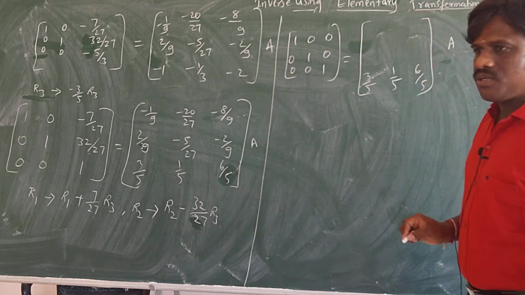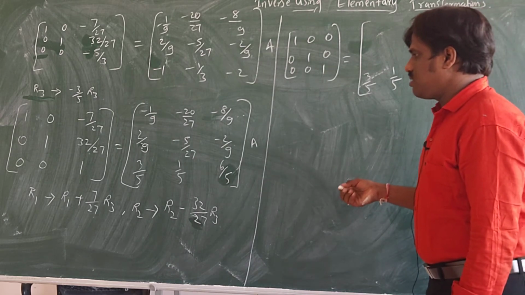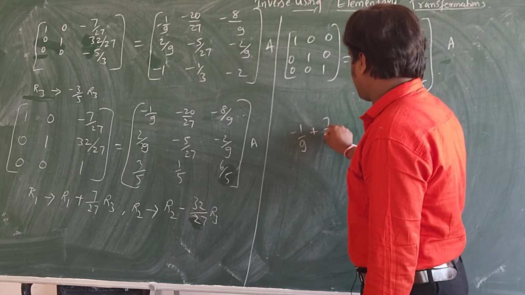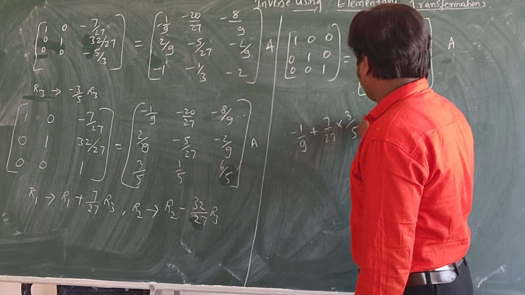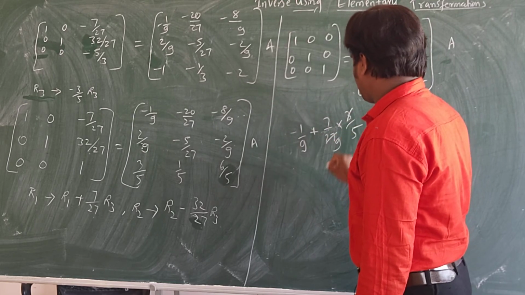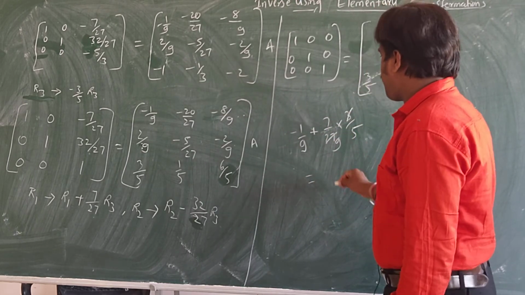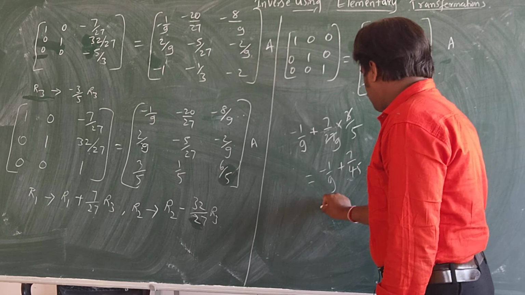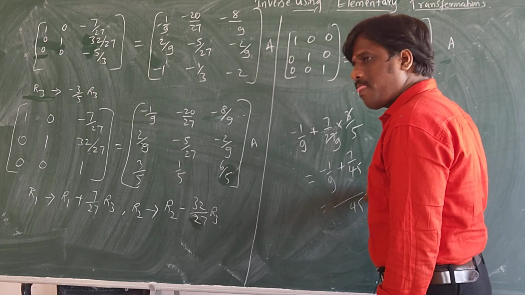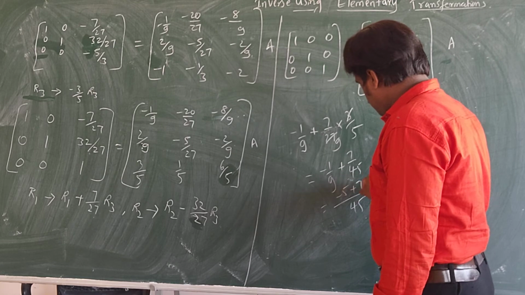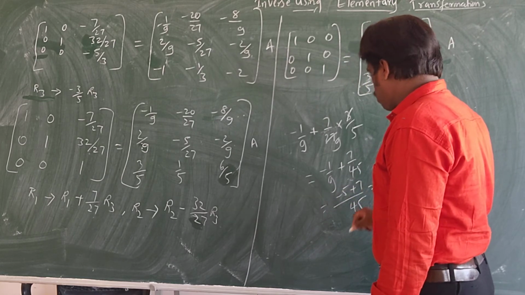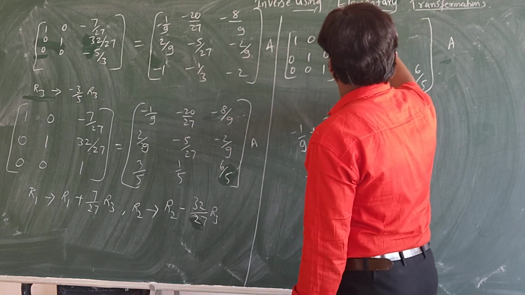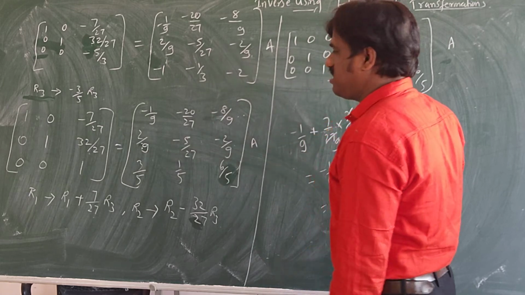Now our target is R2 and R1. R1 tell me. R1 is what? Minus 1 by 9 plus 7 by 27 into 3 by 5. 3 ones are 3, 3 nines are 27. So what I get here? Minus 1 by 9 plus 7 by 45. So 45 is the LCM. 9 5s are 45 plus 7. How much you get here? 2 by 45. So first one is what? 2 by 45. Very dangerous, huh?